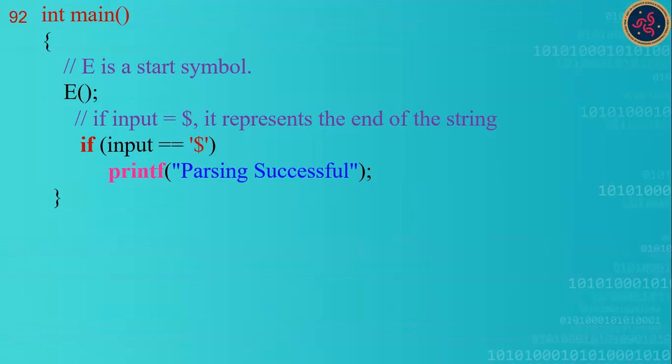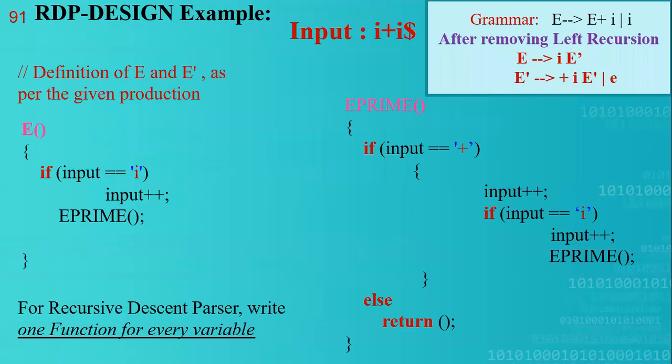When this function is invoked, the control will be given to this function. Again, inside this function, there is a call to E prime. Then E prime will be recursively processed. After attaining the epsilon, the control will be given back to the E prime. Again, this function will end. Then after that, the control will be given to the main program.